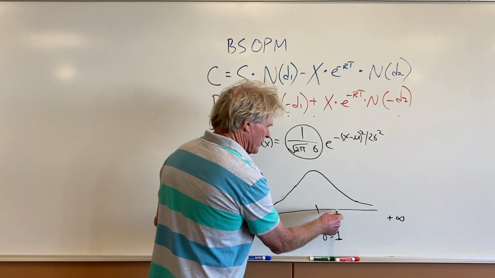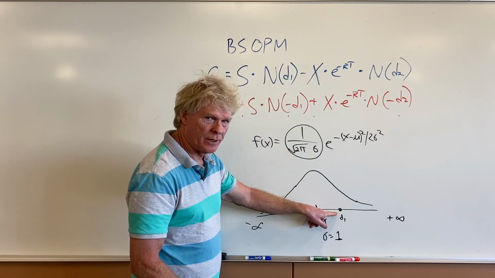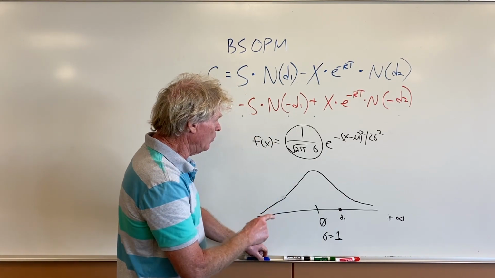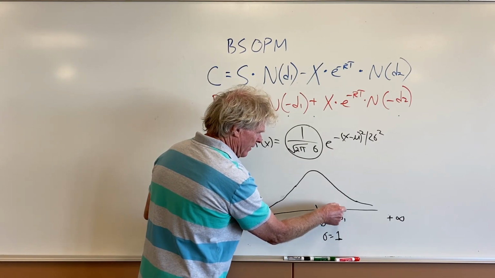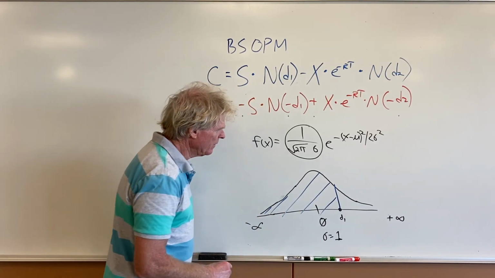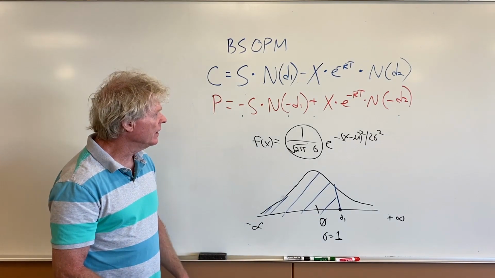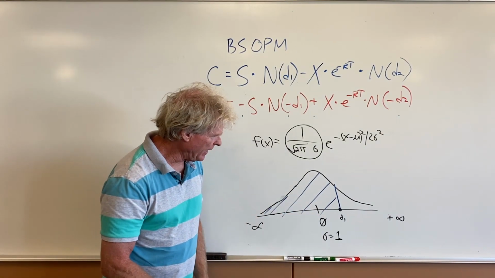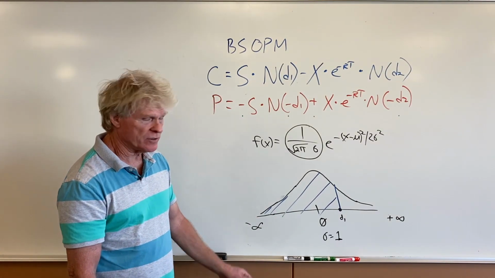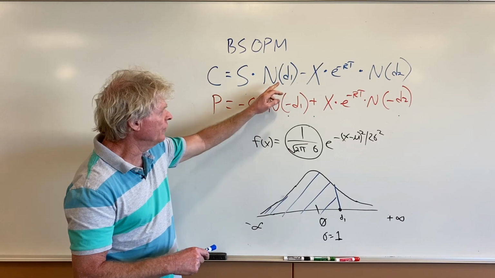So if, for example, that dot right there on the horizontal axis is the value of D1, then N(D1) would be the area under that curve, which of course, since it doesn't include this, is some value less than 1. And so that is that area there, N(D1), some value less than 1.0 and greater than 0. And that's what this Black-Scholes option pricing model wants for D1 and D2.